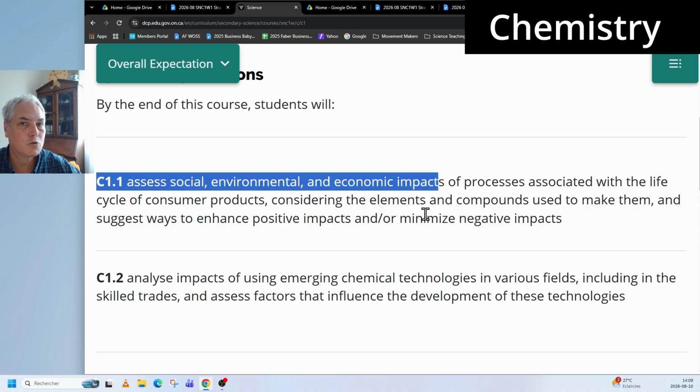Now, this is very close to a topic that is covered in geography in grade 9 when they look at how the industries are creating goods in their environment. So here, what's interesting, we have the life cycle of consumer products.